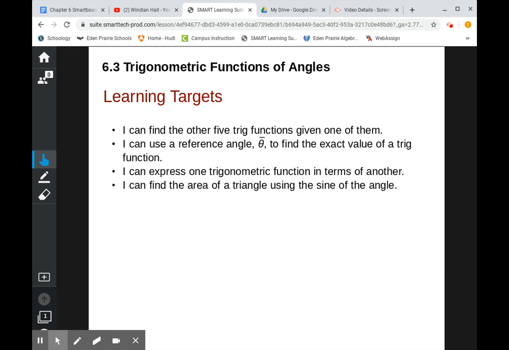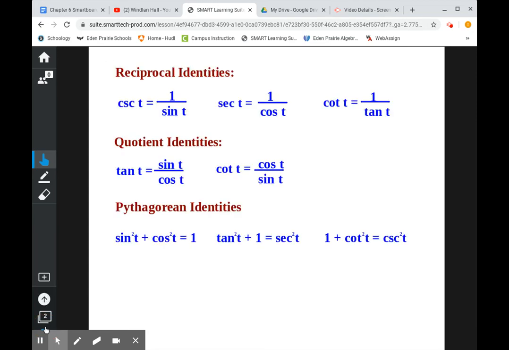In 6.3, part 2, we're going to look at trigonometric functions of angles to express one trig function in terms of another, based off what the example asks. There are a few things we have to make sure that we know. Reciprocal identities: the cosecant is equal to 1 over the sine, the secant is equal to 1 over the cosine, and the cotangent is equal to 1 over the tangent. I advise that you have these directly in your notes for the next few examples.